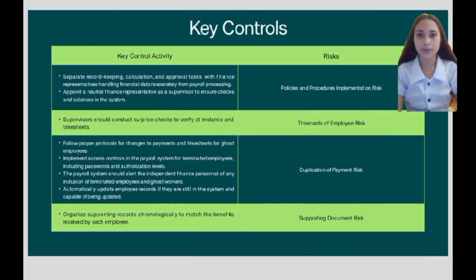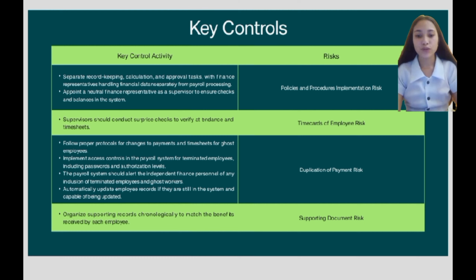These are the considered key controls in this case study. First is the separate record keeping, calculation, and approval task with finance representatives handling financial data separately from payroll processing. Second, appoint a neutral finance representative as a supervisor to ensure checks and balances in the system. Third, supervisors should conduct surprise checks to verify attendance and timesheets. Fourth, follow proper protocols for changes to payments and timesheets for ghost employees.